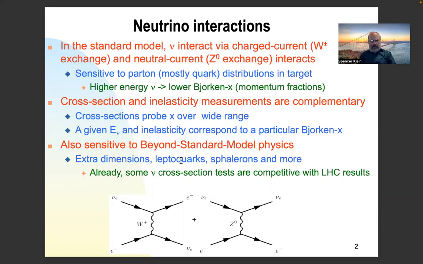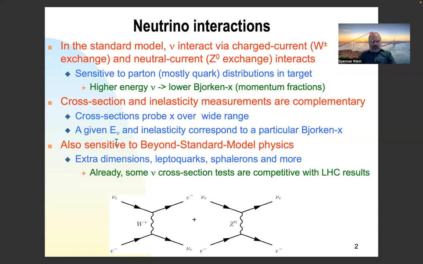Here, the cross-section and inelasticity measurements are complementary. Cross-sections probe X over a wide range, whereas with inelasticity, a given neutrino energy and inelasticity correspond to a particular Bjorken X. So in some ways that's more selective, although the statistics are a bit lower.